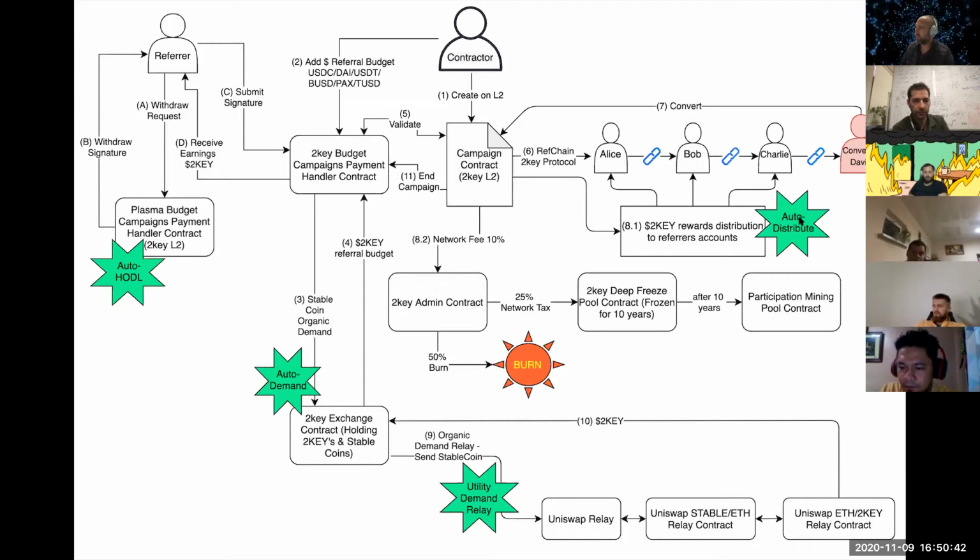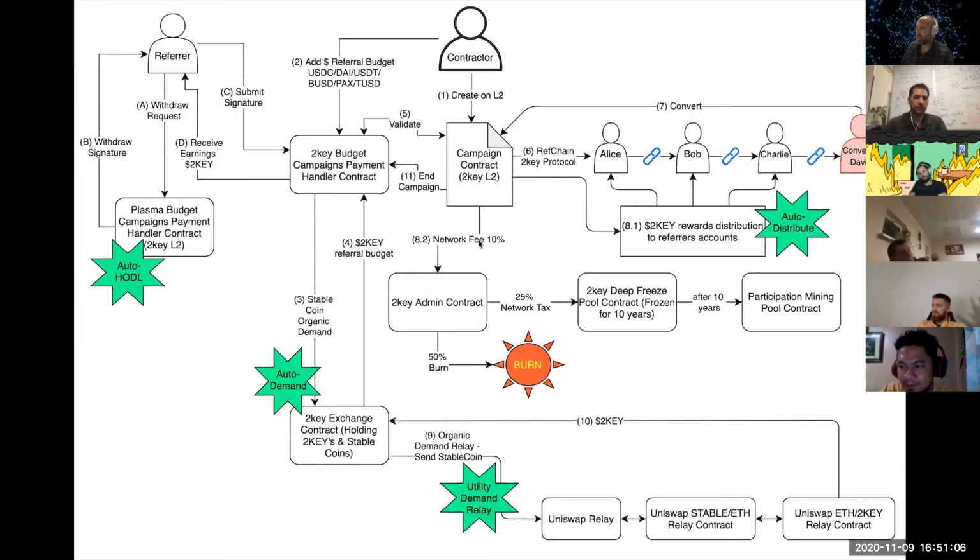Now, this is a nice step because this auto distribution means that the network and the economy becomes more distributed with time, right? Because there was this one contractor who purchased those Tukeys, they were all his. And then these Tukeys started to get distributed to more and more people. And what happens is the more people hold Tukey, the more strong the economy becomes.